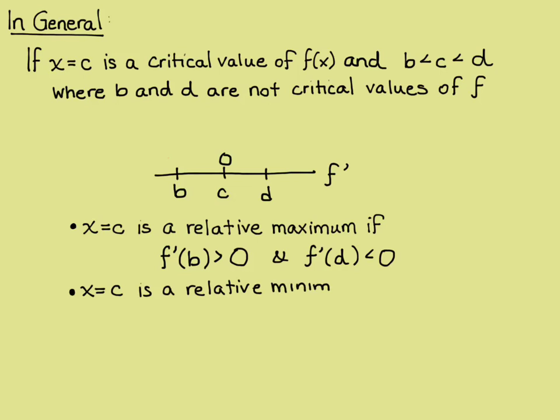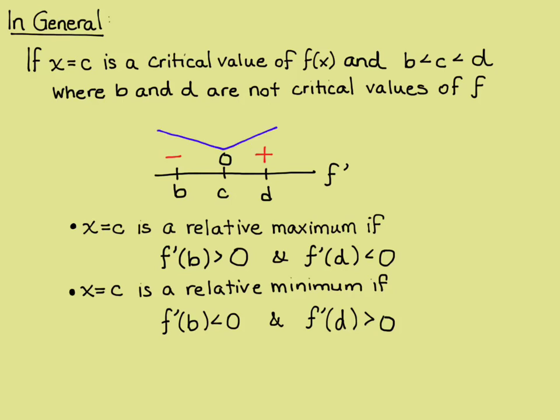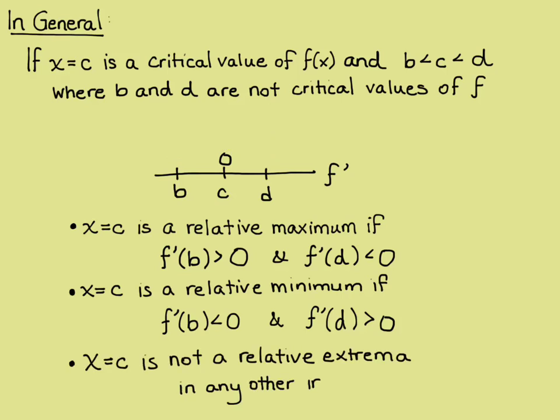Similarly, x equals c will be a relative min if f prime of b is less than 0 and f prime of d is greater than 0. So notice that this says that at b, the function is decreasing, and at d, the function is increasing. And so that forces, at x equals c, our function to have a relative min. X equals c is sometimes not a relative extrema. This will happen in any other case.